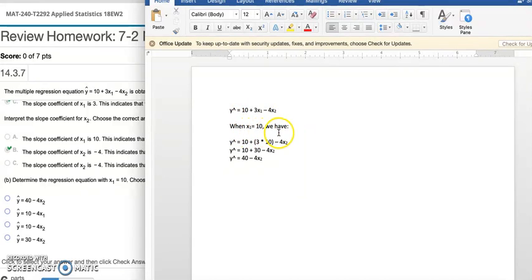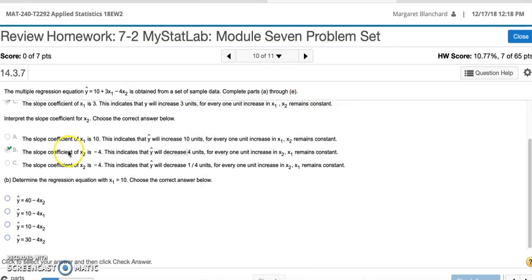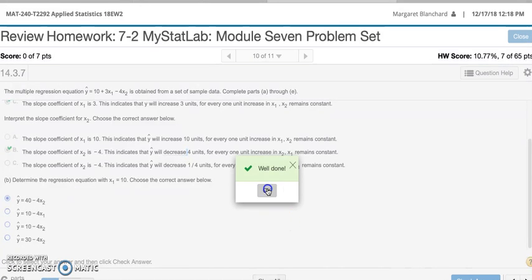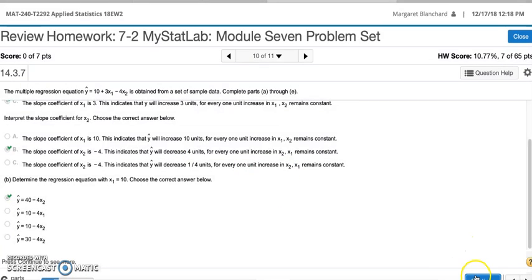When x1 is equal to 10, we have y hat equals 10 plus, we just need to plug that 10 in for our x1. We're assuming x1 is equal to 10 in this case. So we have 3 times 10 minus 4x2. Nothing changes for x2. So now we have y hat equals 10 plus 30 minus 4x2, or y hat is equal to 40 minus 4x2. So let's check our answer. Well done.